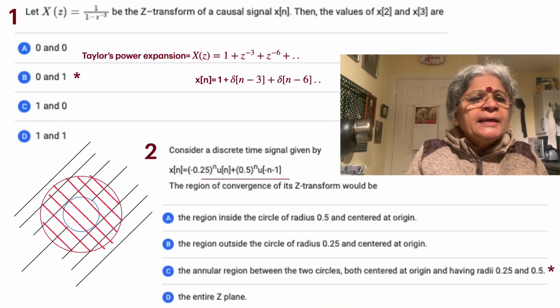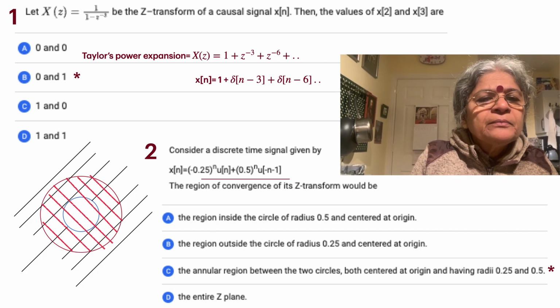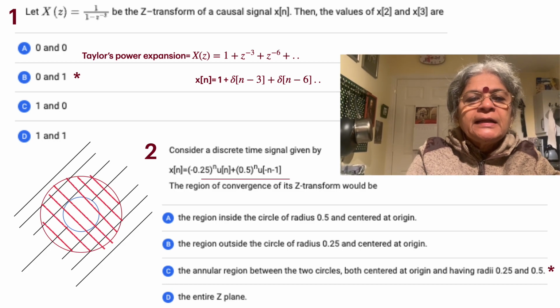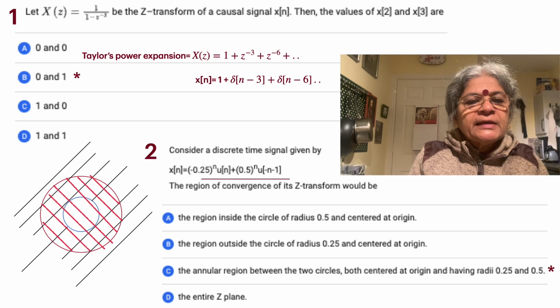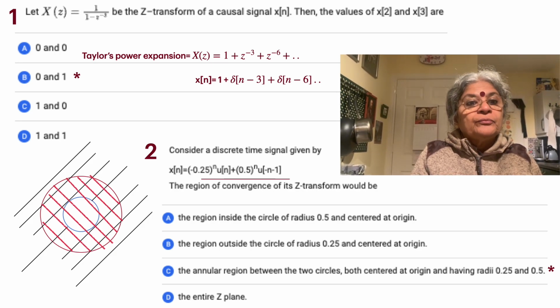Here we are having X(z) equal to 1 by 1 minus z raised to minus 3, be the z transform of a causal signal x[n]. Then the values of x[2] and x[3] are what? So you can divide, or you can use the expansion of 1 by 1 minus z raised to minus 3 as given by 1 plus z raised to minus 3 plus z raised to minus 6 and so on and so forth.